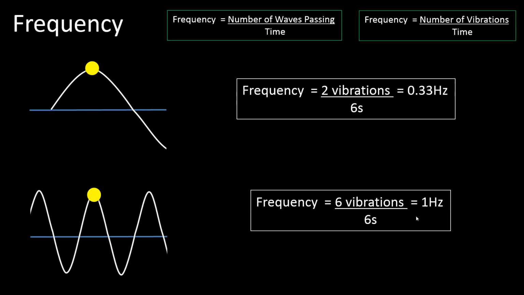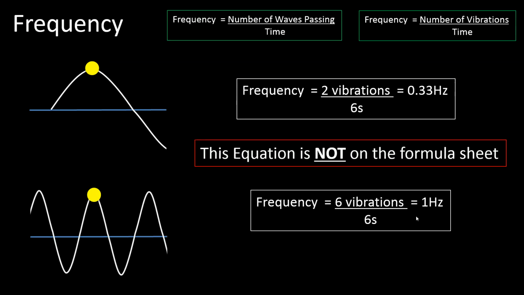The important thing to remember about this equation is this is not on the formula sheet. This is considered a definition. You need to know what the definition of frequency is, and you can use it to work out frequency as a number. Very often, if they're giving you calculations to do, which we'll look at in a sec, they won't necessarily directly give you the frequency of the wave. You might need to work it out from the number of waves passing in a certain amount of time.